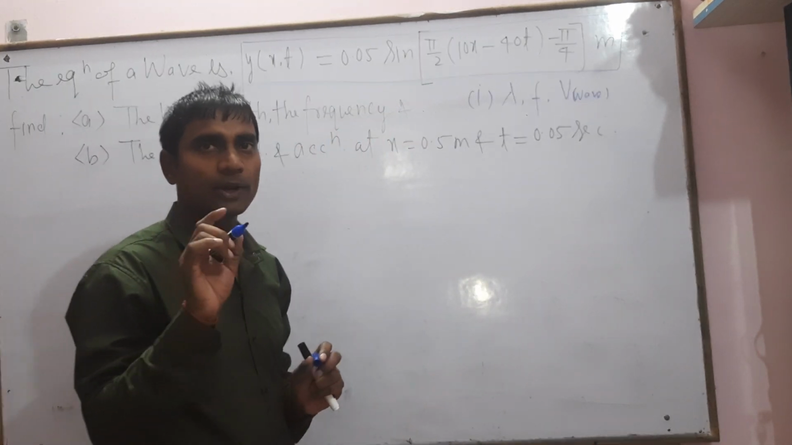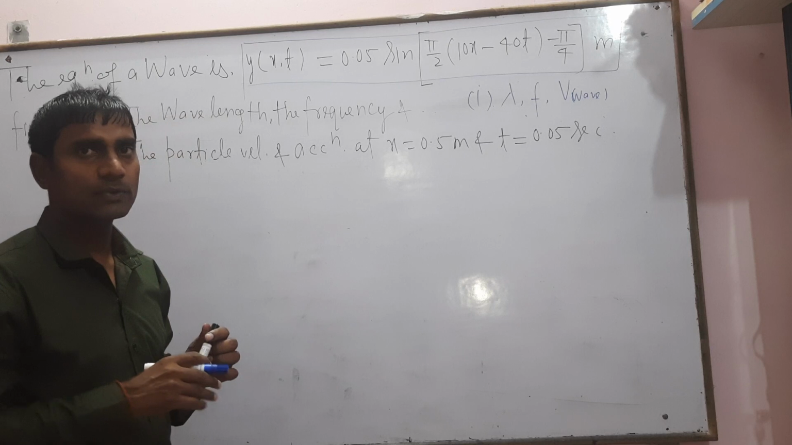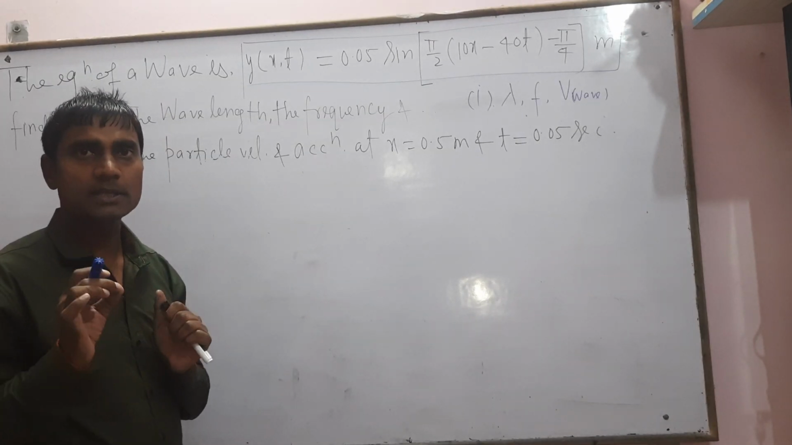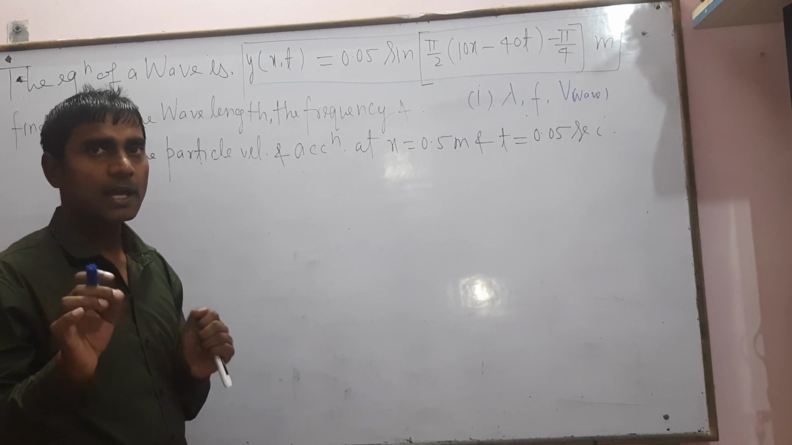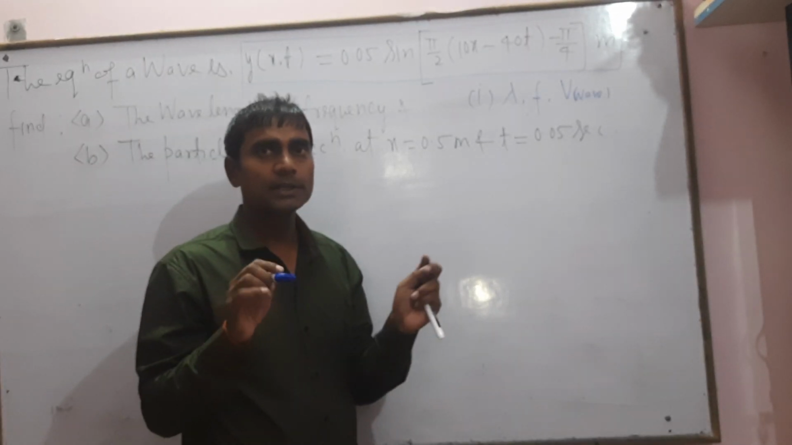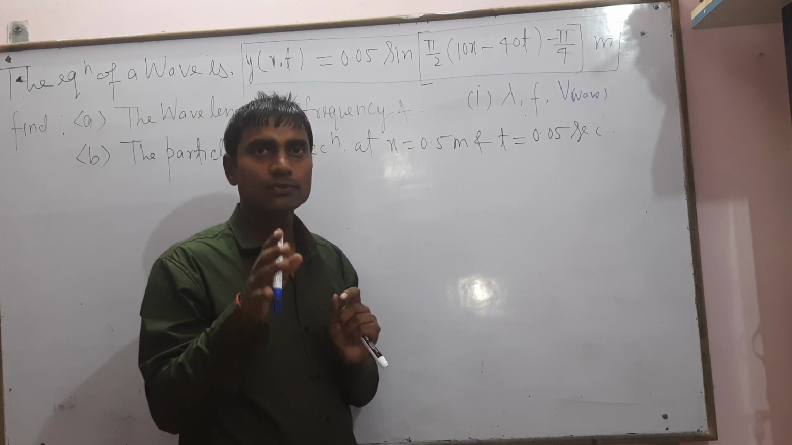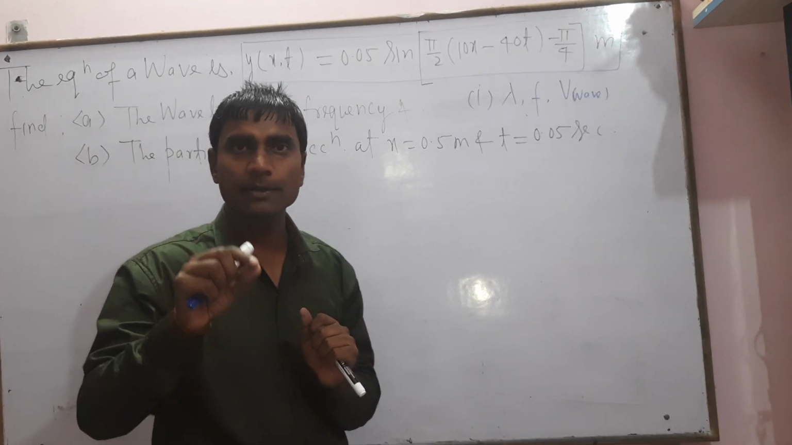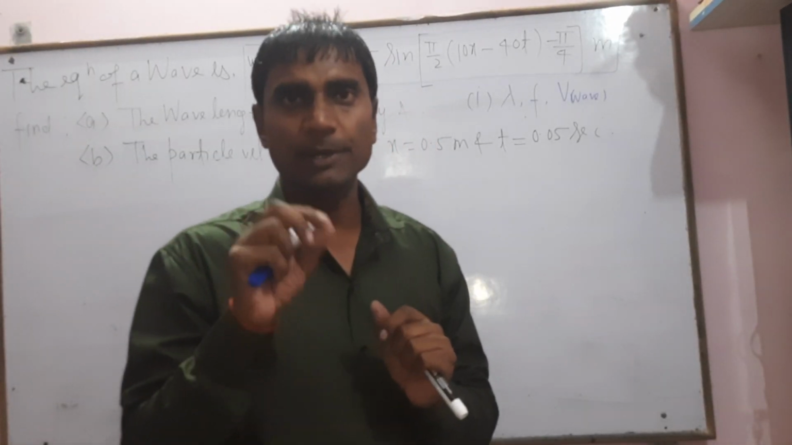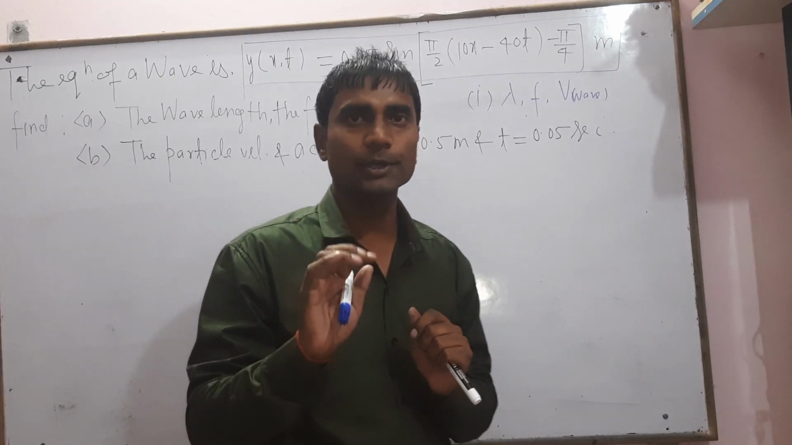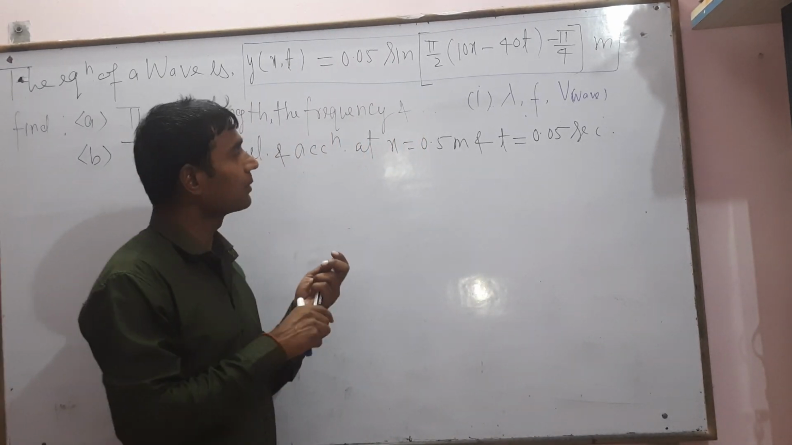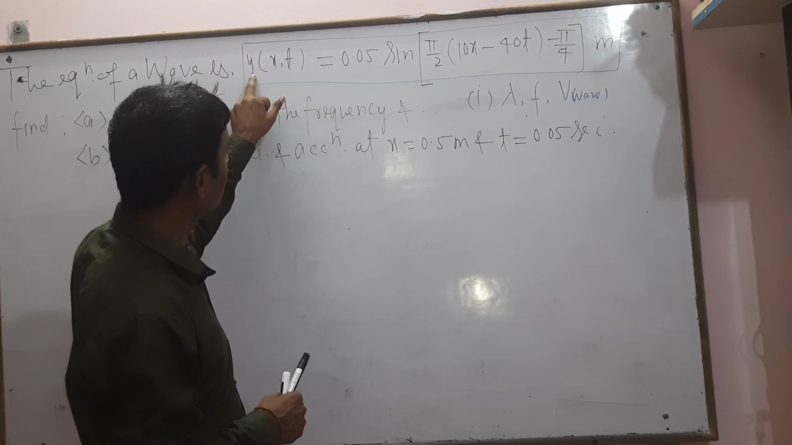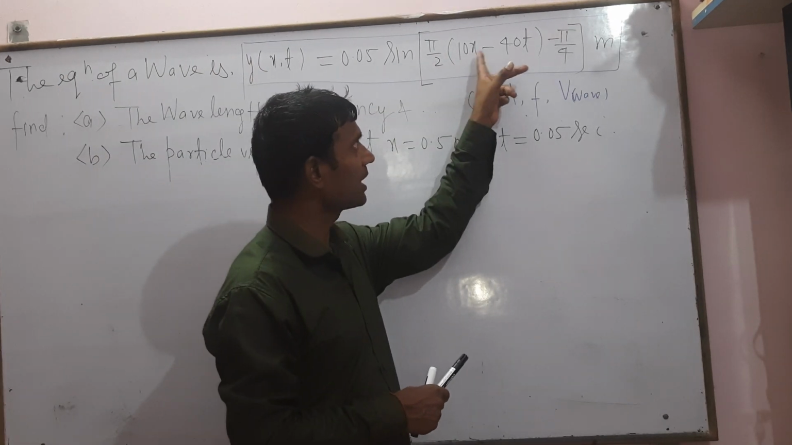a particular point. Particular point means this is the wave equation. So the wave equation depends on two variables: first is x and second is time t. X is the distance from the origin and t is a particular time. So y is a function of x and t. x is an independent variable and t is an independent variable, and y is the dependent variable. Y is the displacement. So this y depends on two things: first is x, second is t.